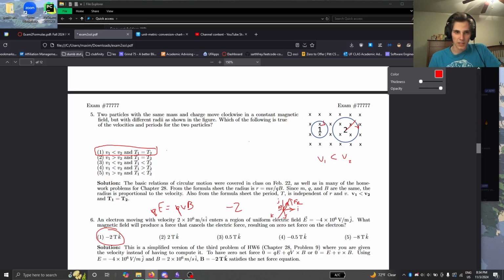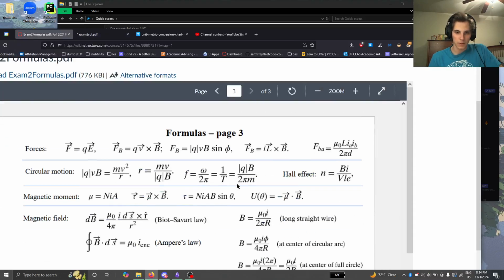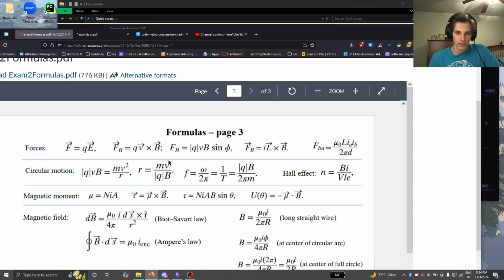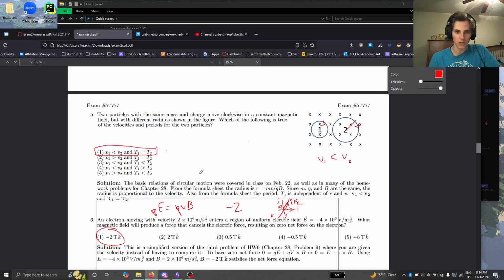Here, look at the formula sheet. You'll see that when all these factors are held constant, radius is proportional to velocity. The period here is not proportional to radius at all, so they're the same, whereas here, greater velocity goes to the one.